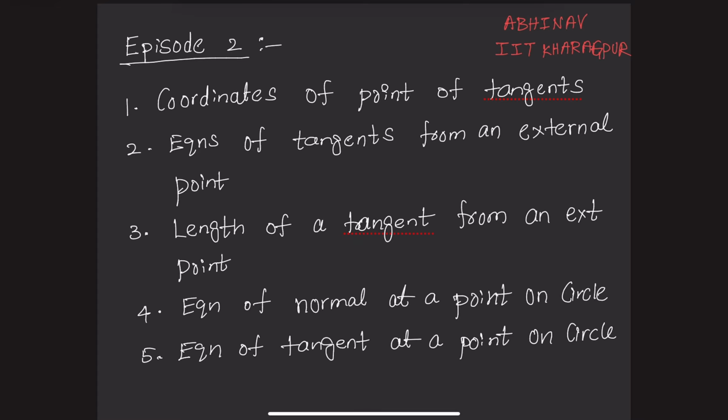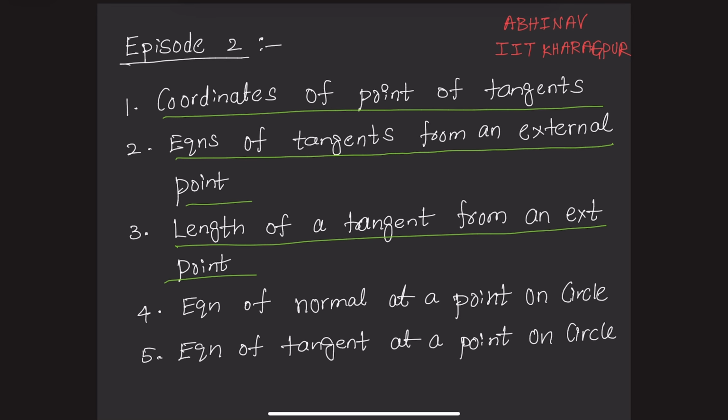In the second episode, we discussed the coordinates of the point of tangency and the equation of tangents from an external point. So how do you find the equation of the two tangents drawn from an external point to the circle, the length of the tangent from an external point, and the equation of the normal at a point on the circle? If a point on the circle is given, how do you find the equation of the normal at that particular point? And similarly, the equation of the tangent at a particular point on the circle. We have covered all these concepts in episode 2. So if you want to understand any of these concepts, make sure you go back to episode 2 in this playlist and check it out.